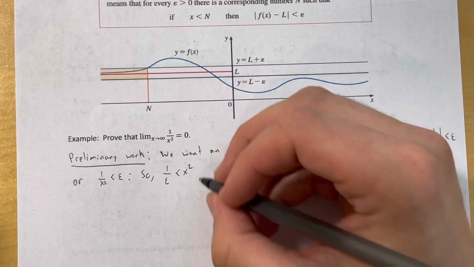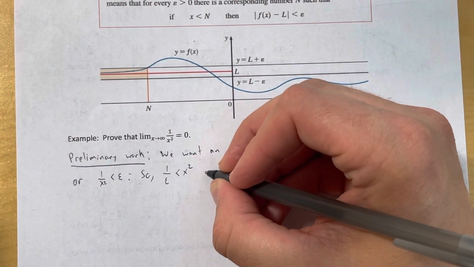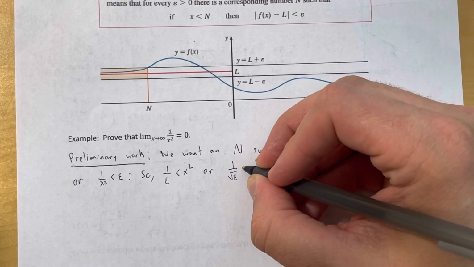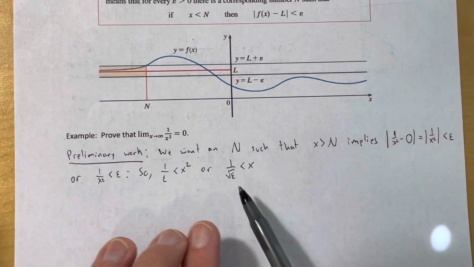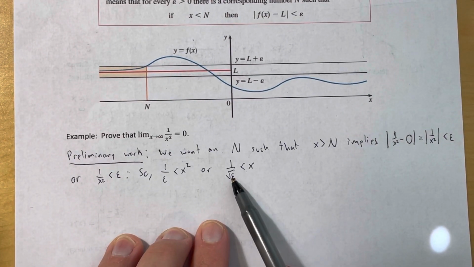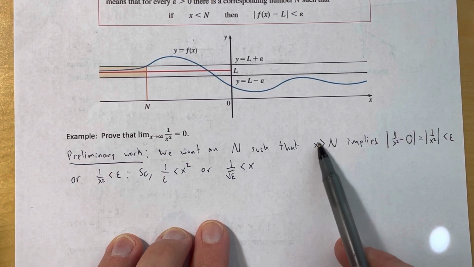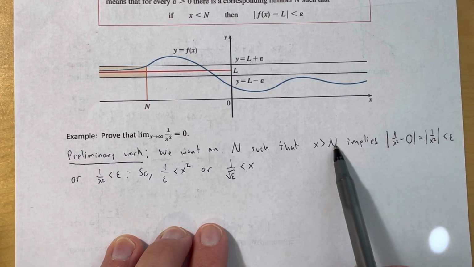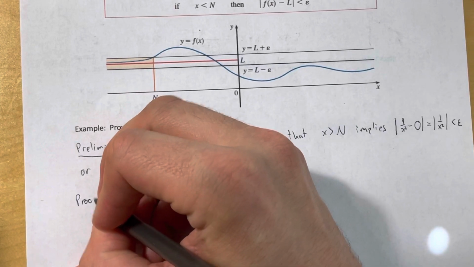Or if I take square roots of both sides, I know that that preserves this inequality as well. I get 1 over the square root of epsilon is less than x. Okay? Which can be written the other way around. x is greater than 1 over the square root of epsilon. But remember, we were looking for a number such that whenever x is greater than that, this is true. So 1 over root epsilon is the value of n that would have worked here. Now we do the proof.